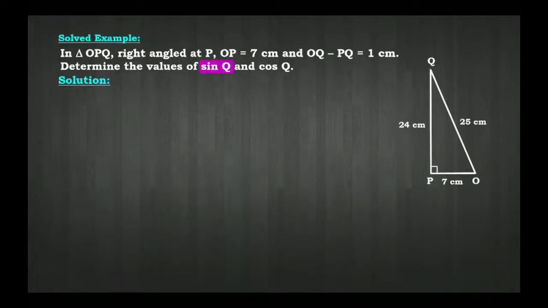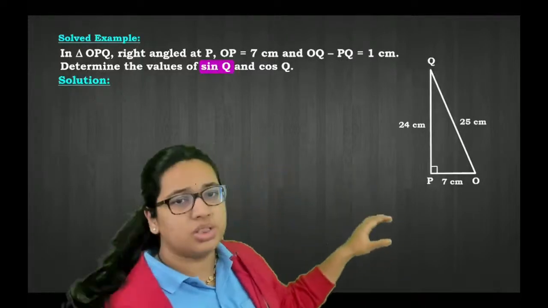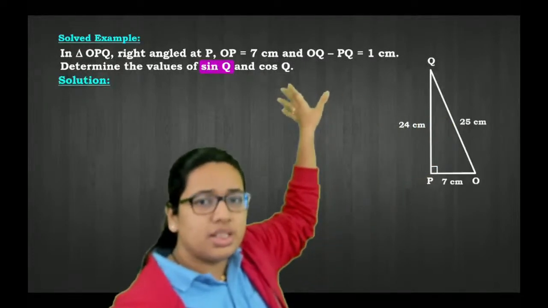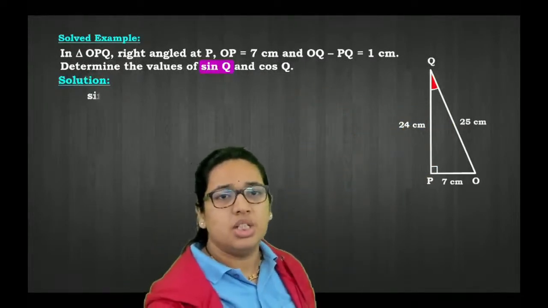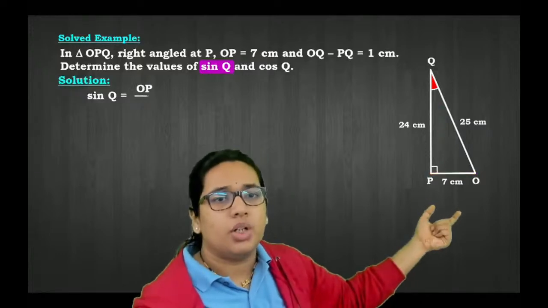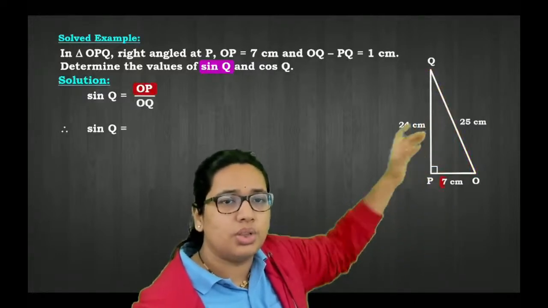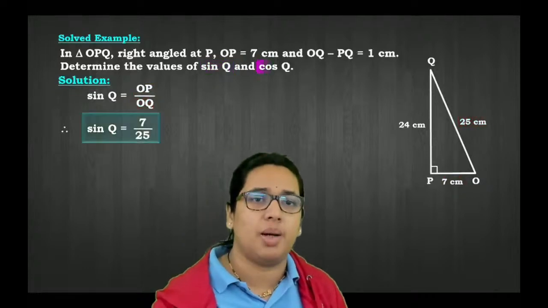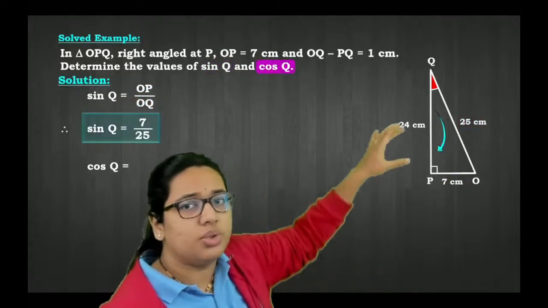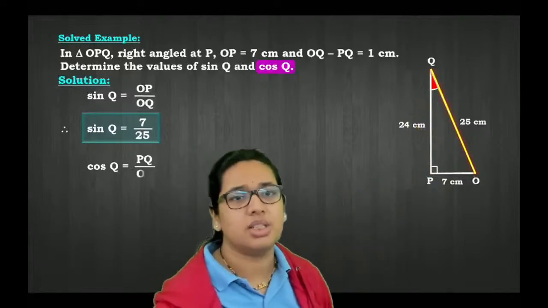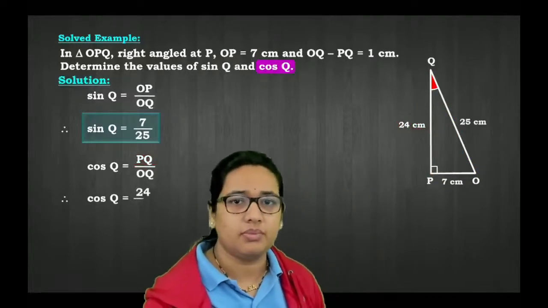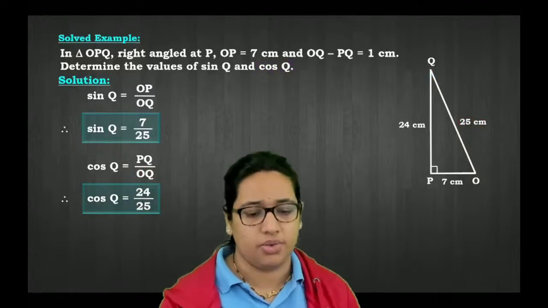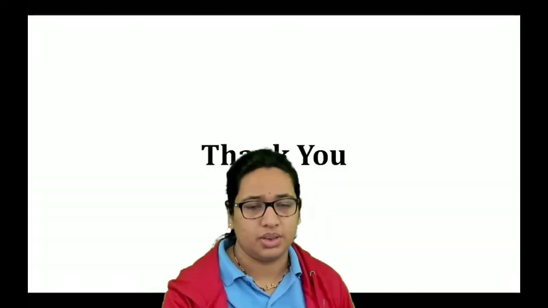So the rest part you can do it on your own. We are just talking about sin Q and cos Q, but we know that sin function is just opposite upon hypotenuse. Cos is adjacent upon hypotenuse. So just put this value OP upon OQ. So sin Q will be 7 upon 25 and cos Q is nothing but adjacent upon hypotenuse, it will be 24 upon 25. ठीक है?